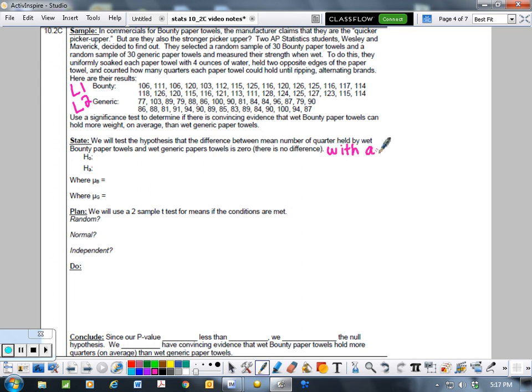Let's put a 0.01 significance level. We always use 0.05. We're going to try a smaller significance level.